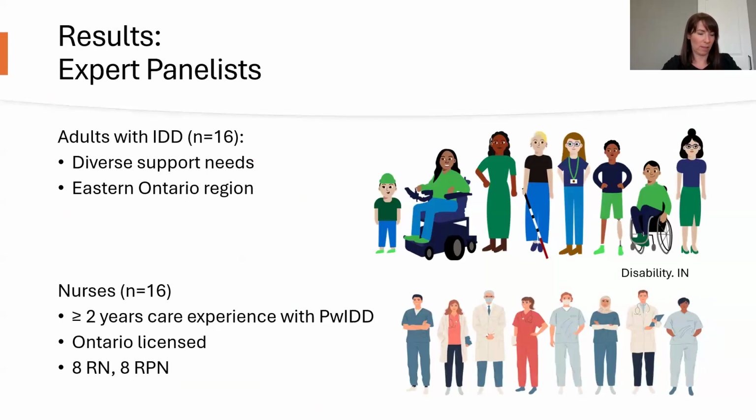So the results: 16 adults with intellectual and developmental disabilities from within an Eastern Ontario region participated. They had diverse support needs, and 16 nurses currently licensed to practice within Ontario with care experience with this population also participated, and their results were combined. So they were not separated.